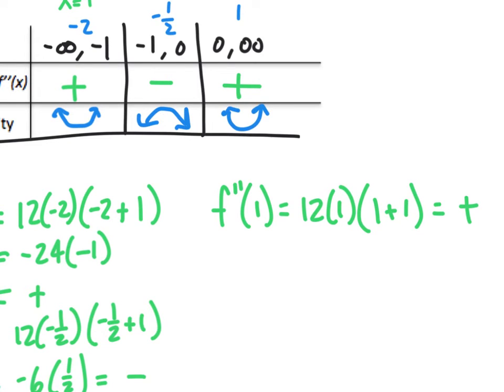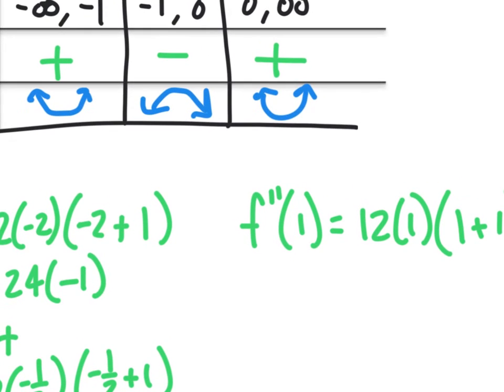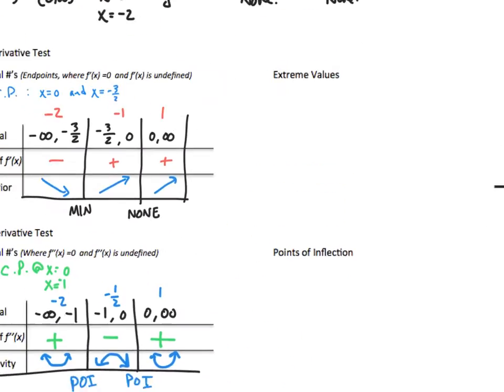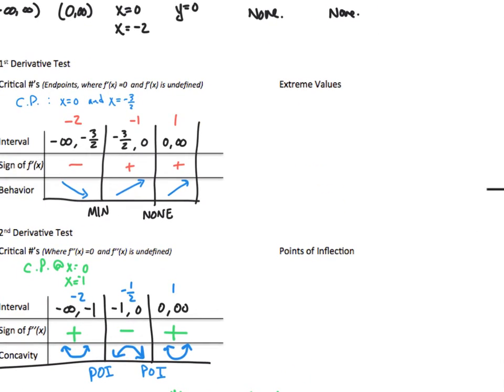But here's what's happening at -1 and 0. These are values where I have points of inflection, POIs, okay? So let's go ahead over here. Let's figure out what these points are, okay? And so what it wants us to find, I know that we have a minimum value at -3/2.